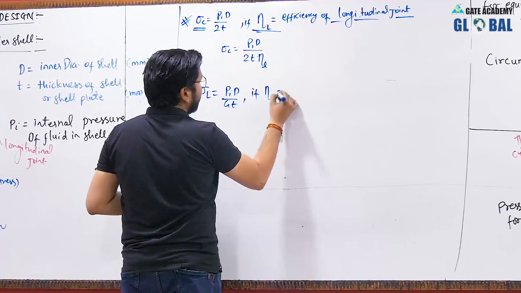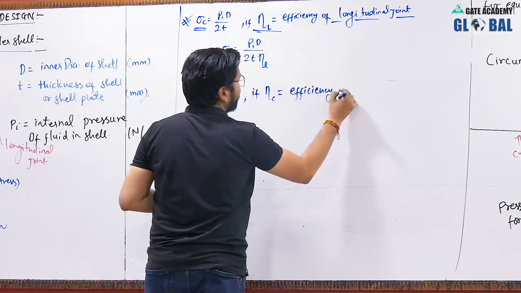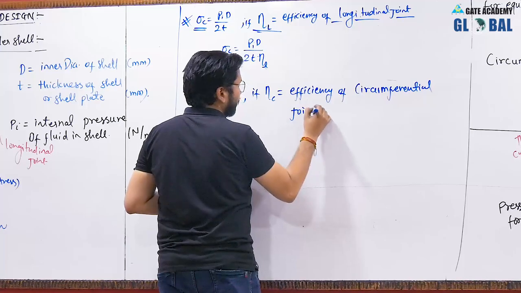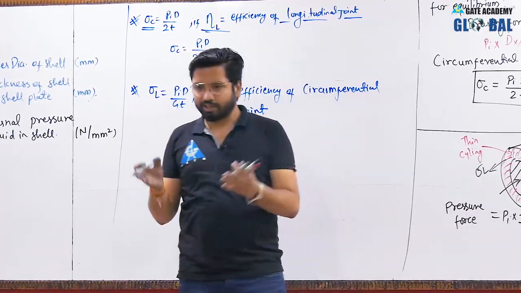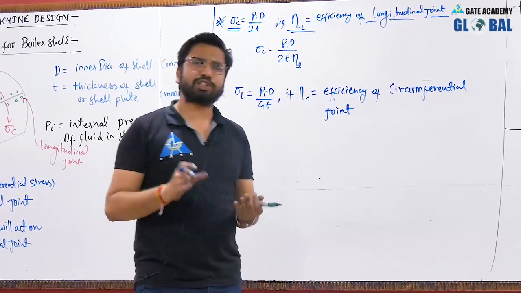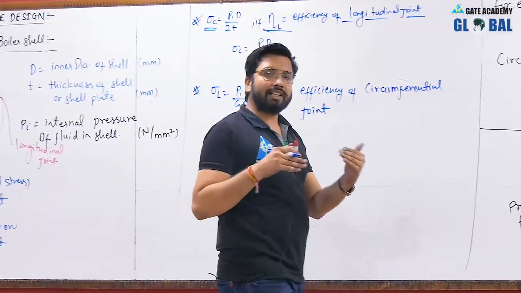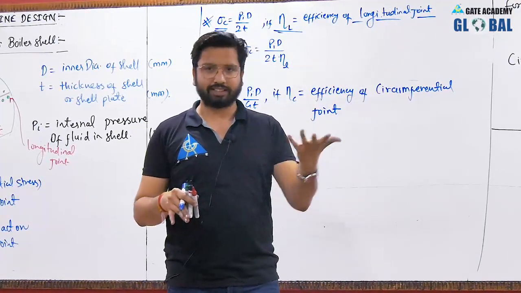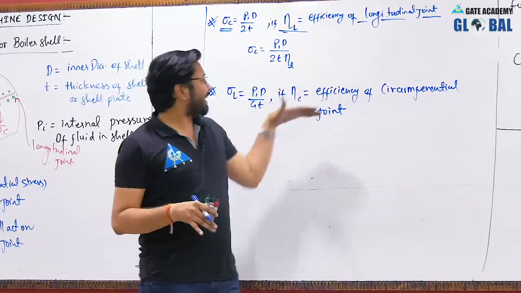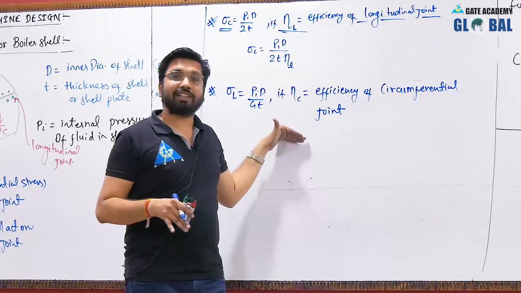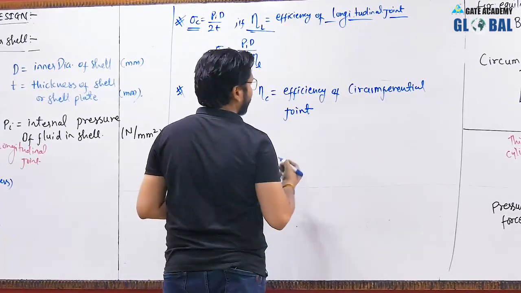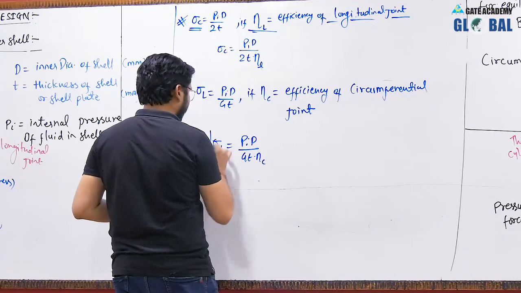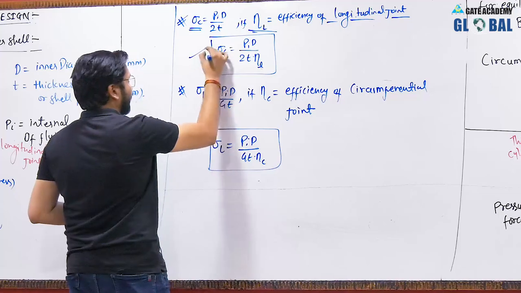So if eta c is the efficiency of the circumferential joint, because we have seen that the circumferential joints will be lap joints and the longitudinal joint will be the butt joint, there is a possibility that they may have different efficiency. But if in the question only one efficiency is given, something like the efficiency of the riveted joint is 80%, then you will consider that eta l, the efficiency of the longitudinal joint, and the circumferential joint are the same. So if eta c is the efficiency of the circumferential joint, then we will write sigma l as pi into d divided by 4t into eta c. This will be the hoop stress and the longitudinal stress.